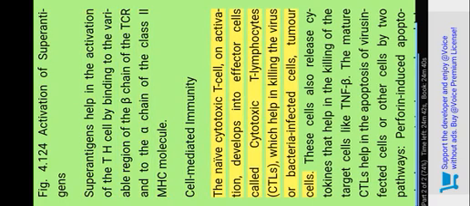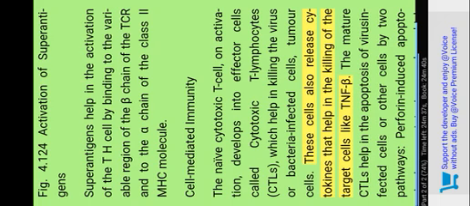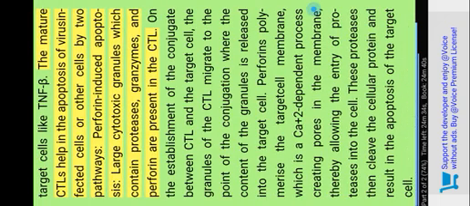Cell-mediated immunity. The naive cytotoxic T cell, on activation, develops into effector cells called cytotoxic T lymphocytes, CTLs, which help in killing virus or bacteria-infected cells and tumor cells. These cells also release cytokines that help in the killing of the target cells, like TNF-beta. The mature CTLs help in the apoptosis of virus-infected cells or other cells by two pathways. Perforin-induced apoptosis: large cytotoxic granules which contain proteases, granzymes, and perforin are present in the CTL.